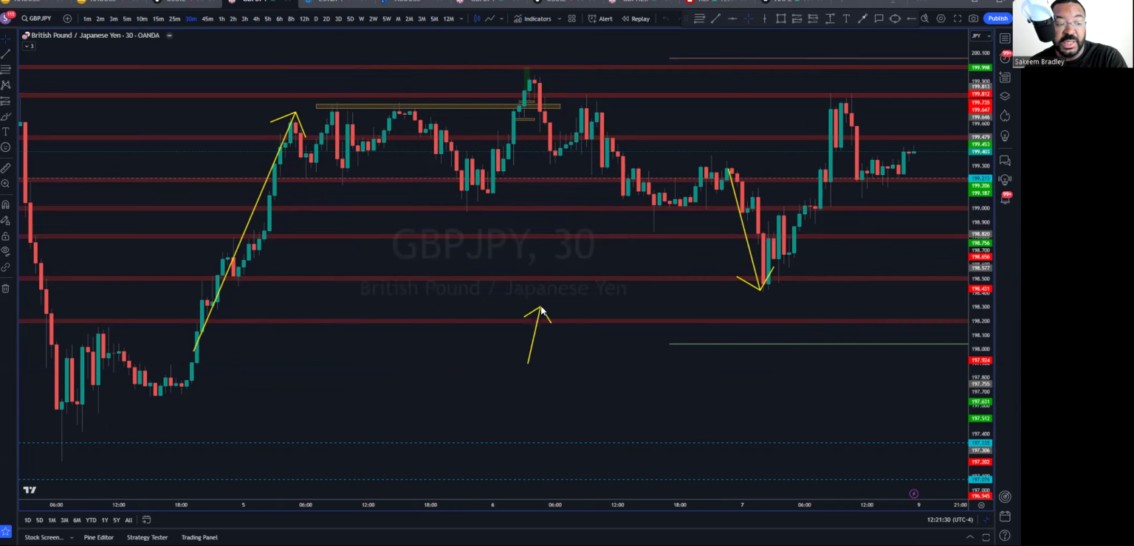So now let's focus on the yen. This is the quote currency. If I'm expecting yen to gain strength, obviously I'm expecting this pair to be pushing lower. If I'm expecting yen to get weaker, this pair will be pushing higher.